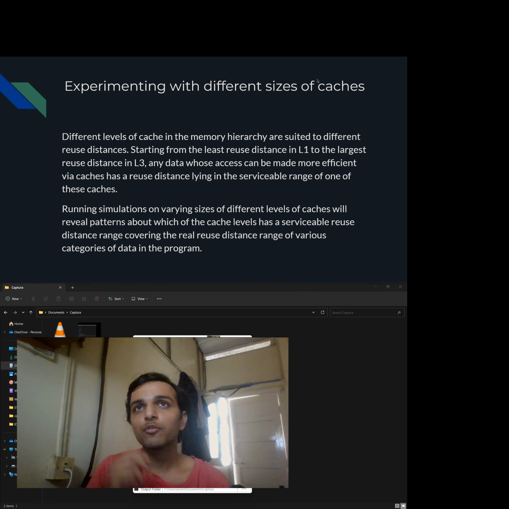First off, we go on to experiment with different sizes of caches. Every cache level has a corresponding range of serviceable reuse distances that it can cater to, and based on various data points that we can collect through the simulations, we'll see the nature of these reuse distances and what lies within the capabilities of which cache level.